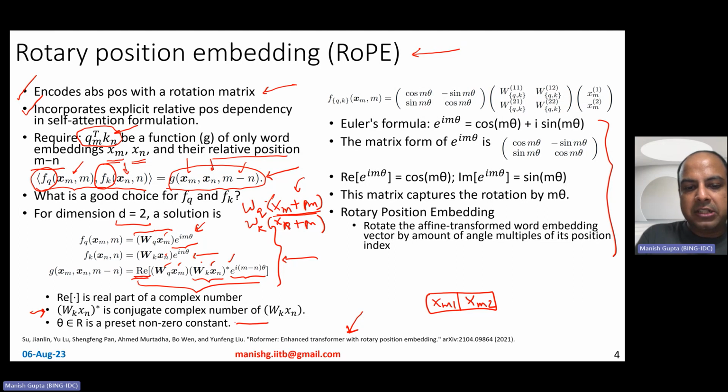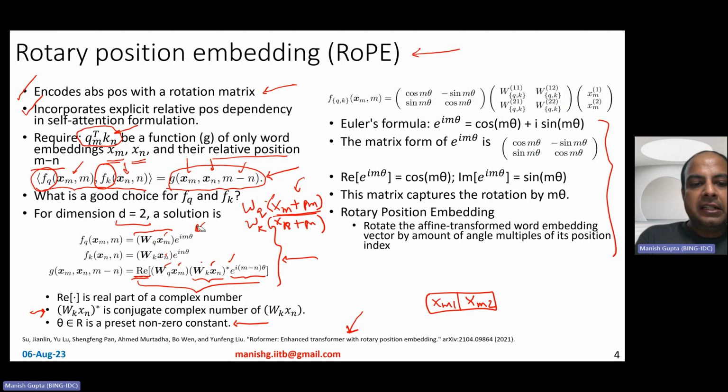So theta is a fixed constant. They fix theta to a constant value, which is empirically defined in some ways, and we'll look at that in the next slide. How do they fix theta? Now let's see this in a little bit more elaborate manner.